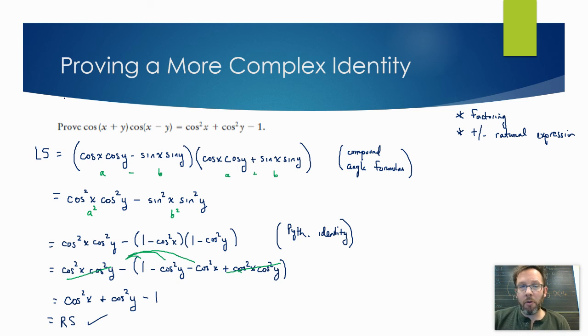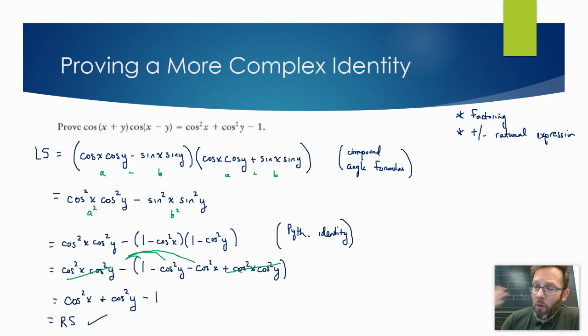So look to use your double angle formulas. Look to use your Pythagorean identity when you can. Those are just a couple good strategies in general. Again, you might have to apply some factoring techniques. Like in this case, when we were expanding, we recognized that this was a difference of squares. And again, for identities that involve some rational expressions, you might have to add or subtract some rational expressions too.